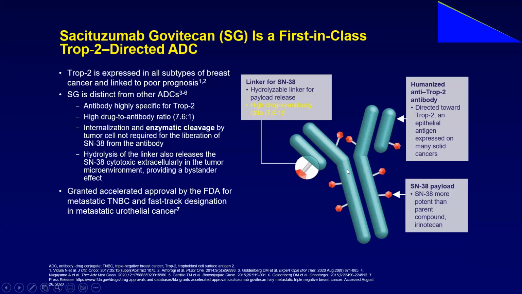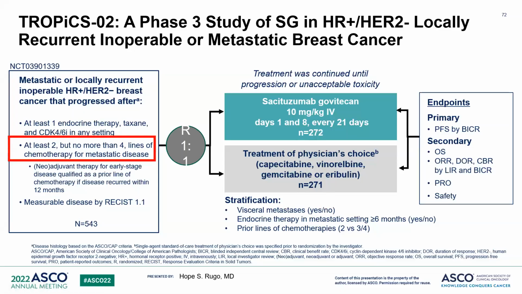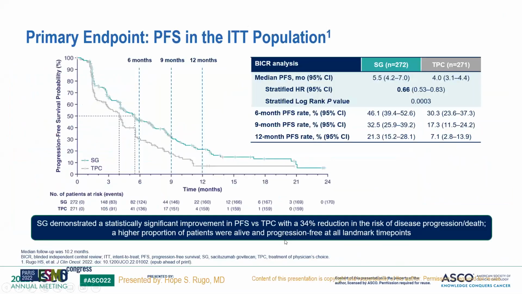This is an antibody. It doesn't target HER2, though. It targets something called TROP2. TROP2 is expressed in all types of breast cancer, and it's loaded with a chemotherapy similar to the one used in TDXD. And this study, the TROPiCS-2 trial, was a phase 3 study in patients who were pretty heavily pretreated for their metastatic disease, and they were randomized to receive the sacituzumab or chemotherapy, very similar study design.